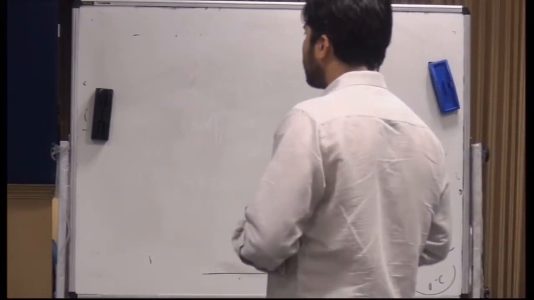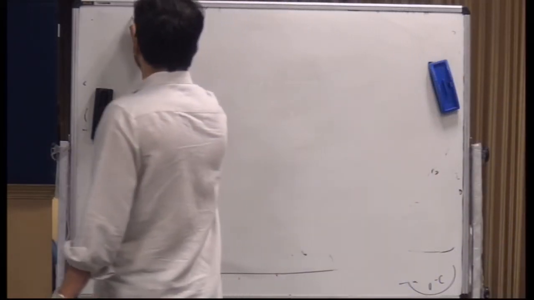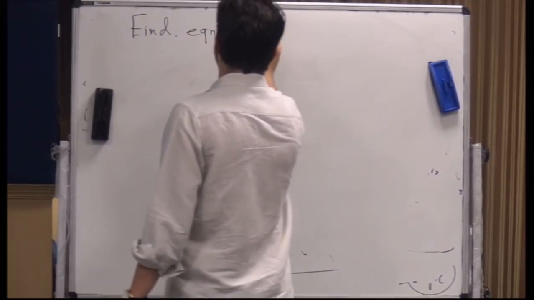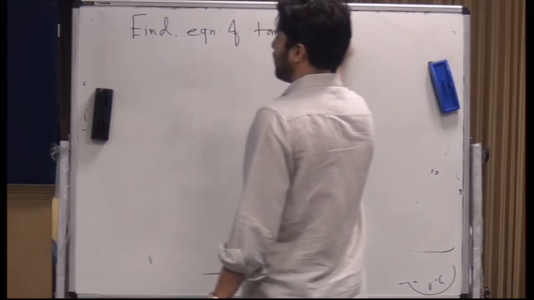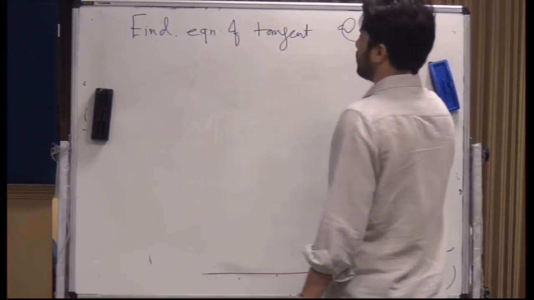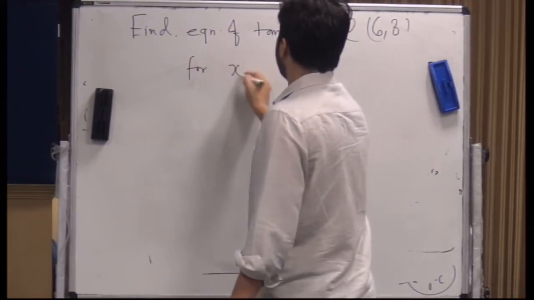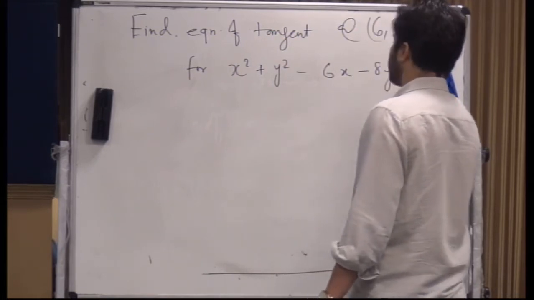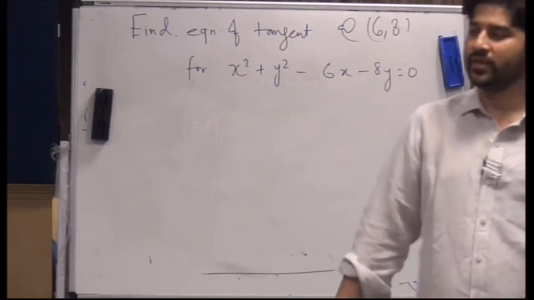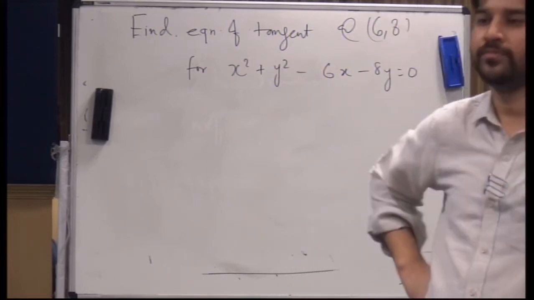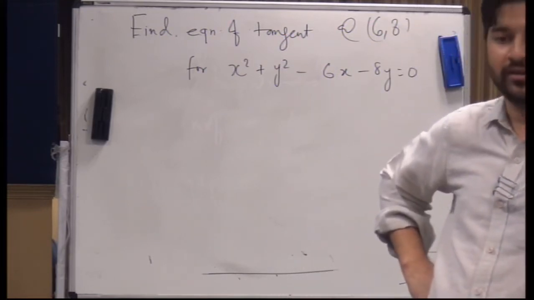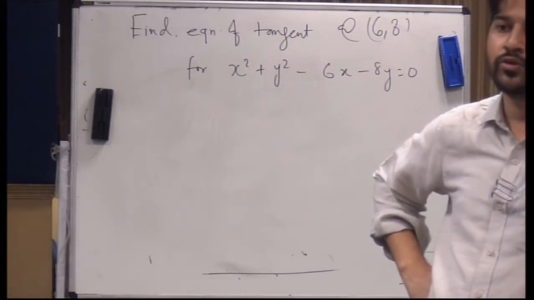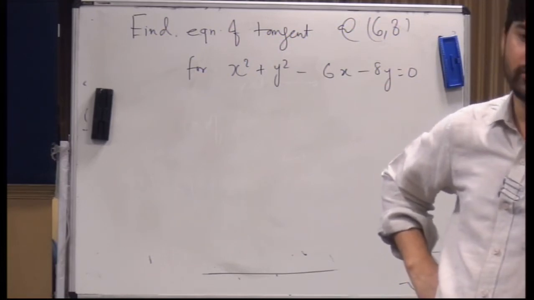Okay. Now, you have to find the equation of tangent at (6, 8) for x square plus y square minus 6x minus 8y is equal to 0. Now here, they haven't given you what? The slope. Now the question has changed entirely. Here they have given you the point of contact, instead of giving you the slope.